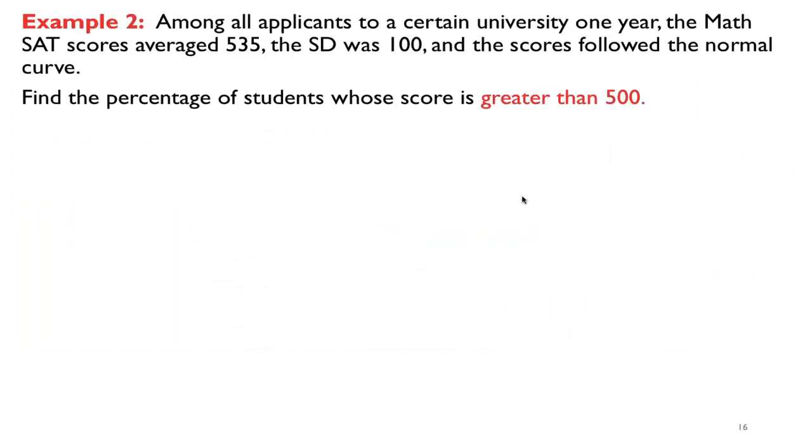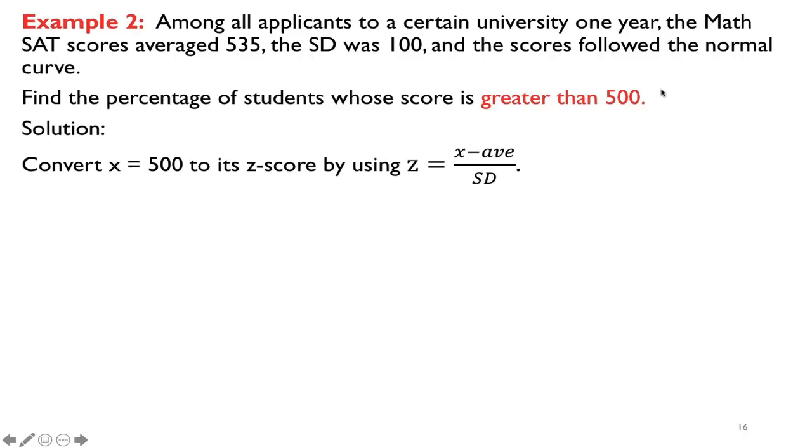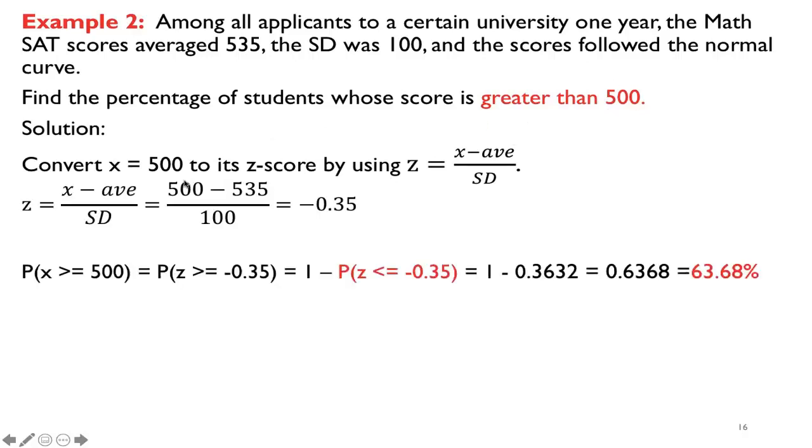Okay, let's do another example. Suppose you look at SAT score, the average is 535, the SD is 100. We want to know what percentage of students score greater than 500. So again, I convert the 500 into a z-score, normalize it. 500 minus 535 divided by 100, you get negative 0.35. That means that this score 500 is about 0.35 SD below the average.